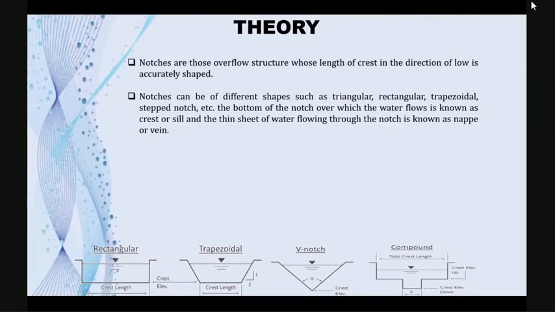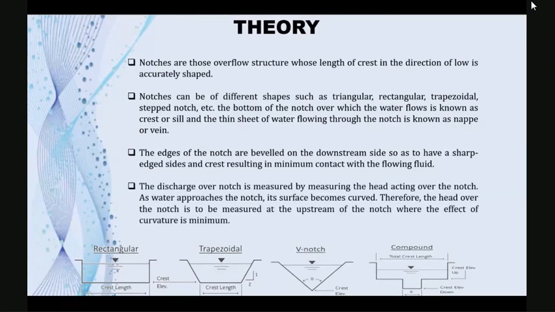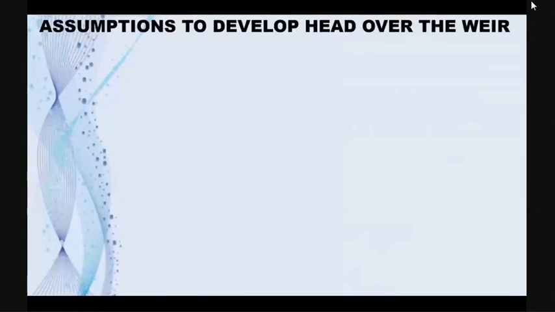The edges of the notch are beveled on the downstream side so as to have sharp-edged sides and crest, resulting in minimum contact with the flowing fluid. The discharge over a notch is measured by measuring the head acting over the notch. As water approaches the notch, its surface becomes curved. Therefore, the head over the notch is to be measured at the upstream of the notch, where the effect of curvature is minimum.